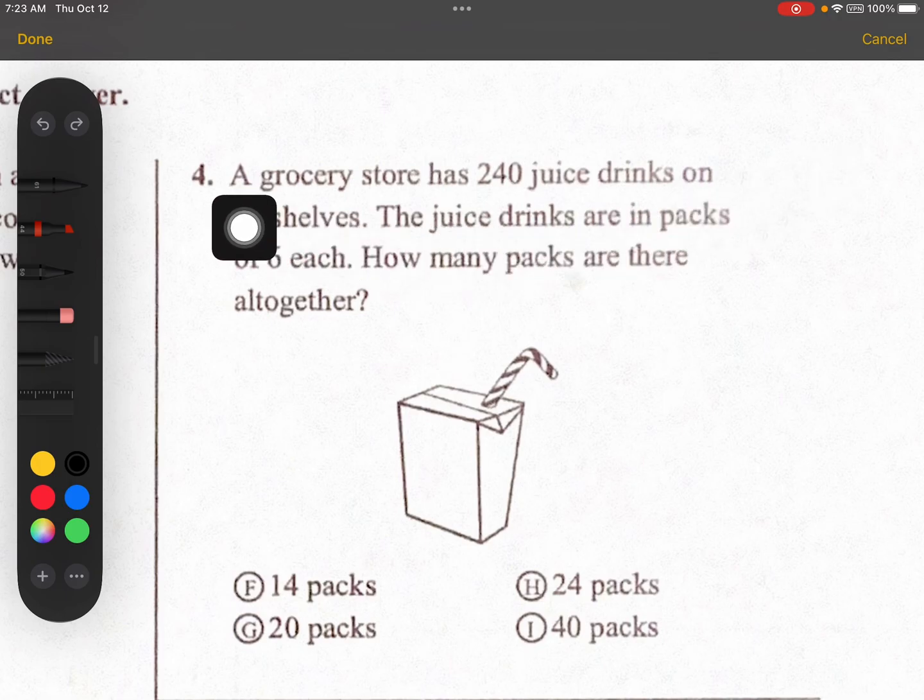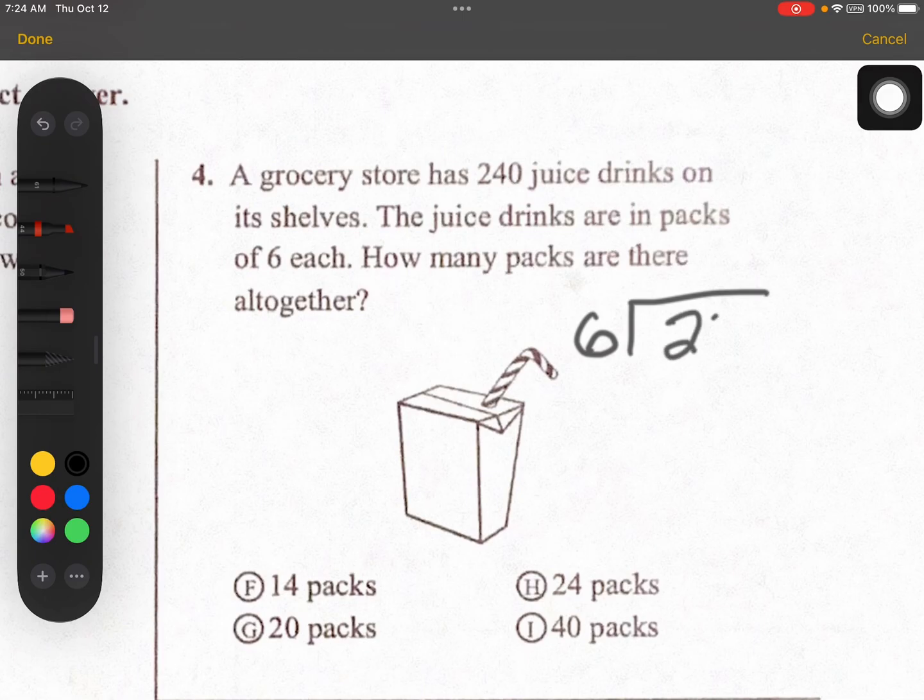Number 4, a grocery store has 240 juice drinks on its shelves. The juice drinks are in packs of 6 each. How many packs are there altogether? This is how you set it up. Find your answer.